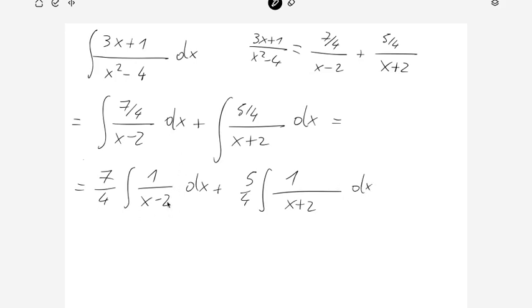Well, this is the logarithm, because it is not 1 over x, it is 1 over a straight line. So, as always, the logarithm of x minus 2 over the coefficient of x, but in this case it is 1, so over nothing. Plus 5 over 4 logarithm of x plus 2 plus c, of course. And this is the final result.